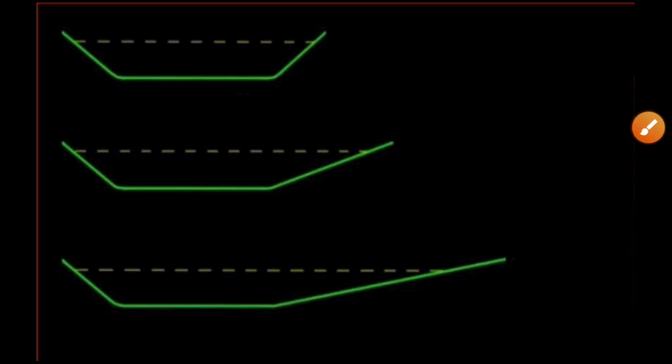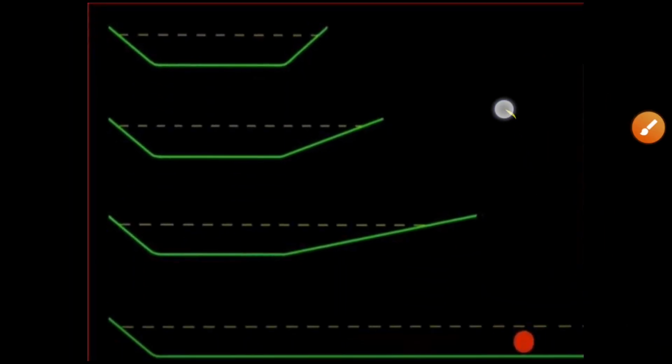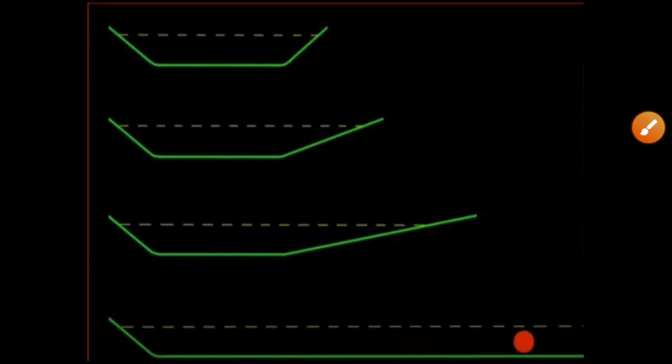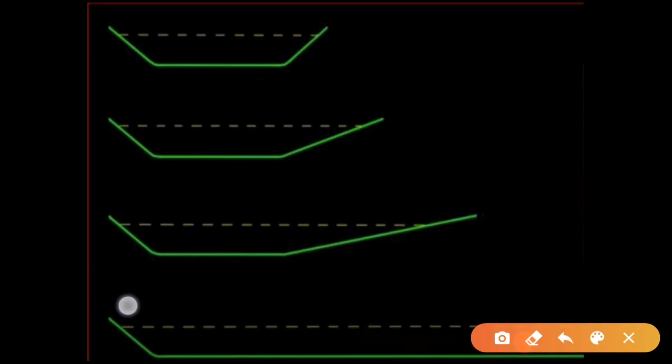Now suppose I make this plane completely horizontal, meaning the angle is 0. Here you can see that the inclination of this plane is completely 0. In that case, what will happen? The ball will continue to travel. Suppose here it starts, so its velocity is initially 0. Now it is moving down, then it will acquire a constant velocity.